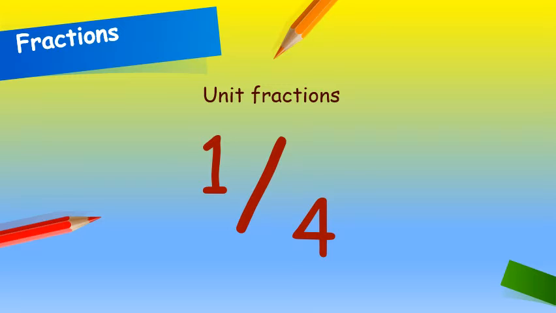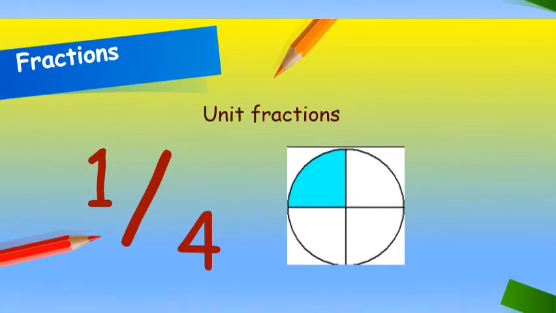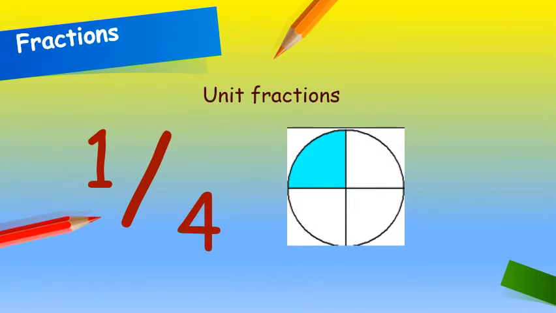We will look at unit fractions, which is a fraction with a numerator of 1. Then we have the unit fraction 1/4, and alongside it you can see the picture of a circle which has been cut into 4 equal bits, or 4 quarters, and one of those quarters is coloured blue.